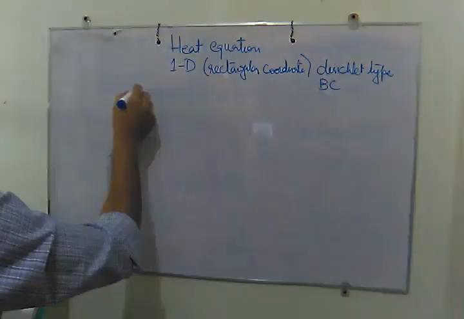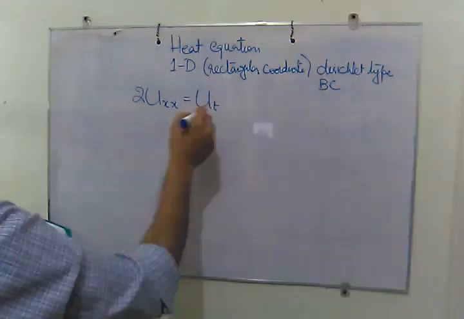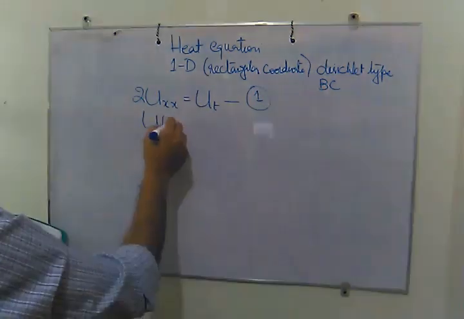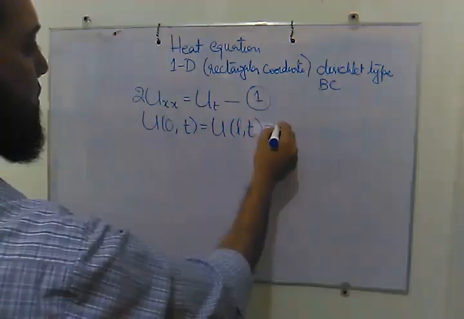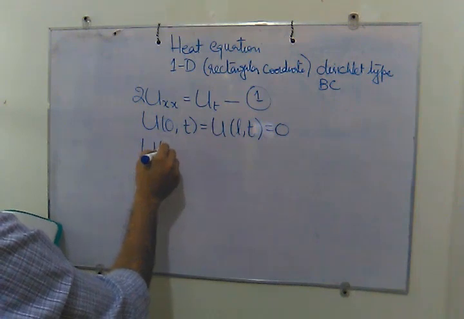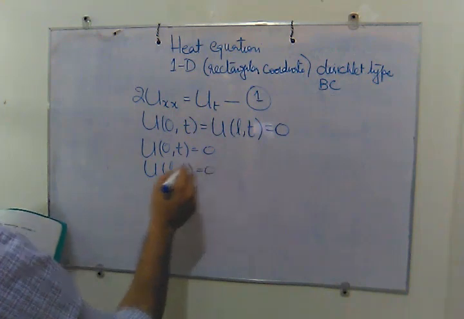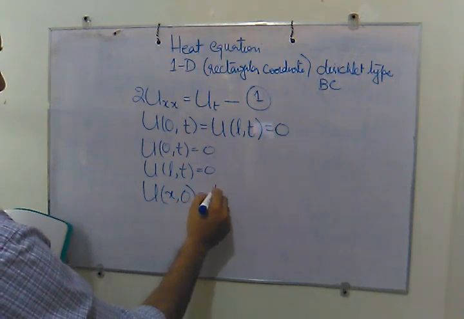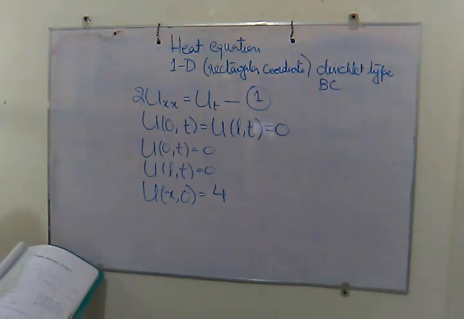So the question is given in the form that we have an equation which we call equation number 1. We have the boundary conditions, which is equivalent to writing u(0, t) is equal to 0, u(L, t) is equal to 0, and we have an initial condition as this, which means that there is some constant temperature which we are representing by 4 at the start of the experiment.